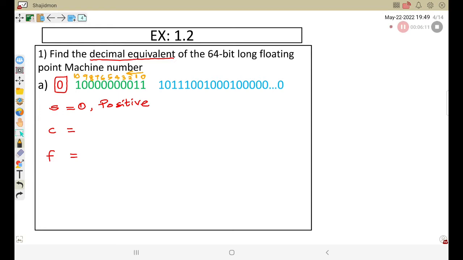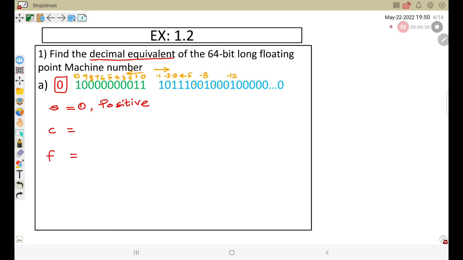Now for the fractional part we give the positions like this, starting in this direction: minus 1st position, minus 2, minus 3, minus 4, minus 5th, minus 6th, minus 7th position, both are 0. And this is the minus 8th position, minus 9, minus 10, minus 11, minus 12th position.